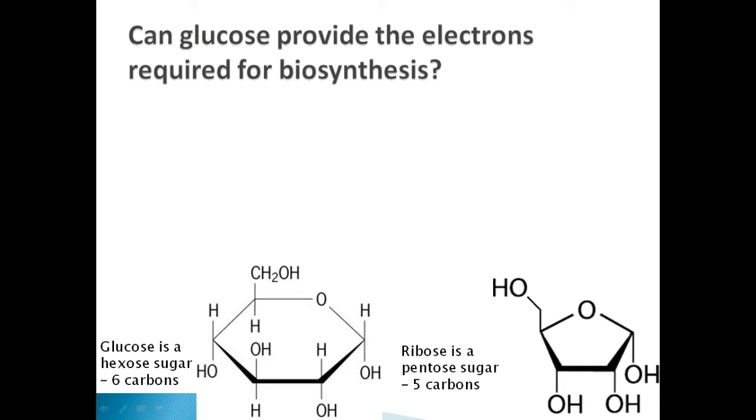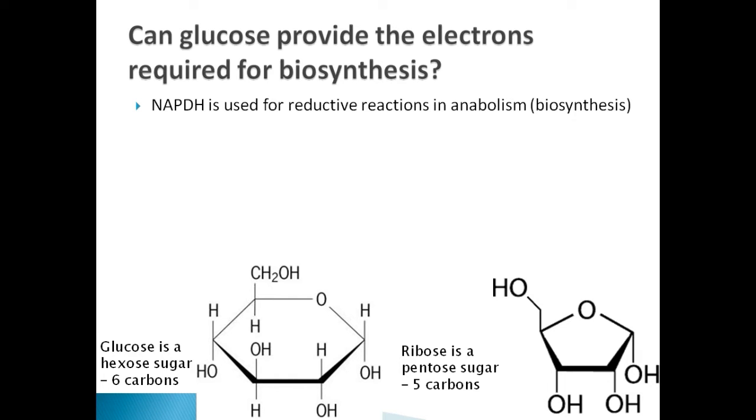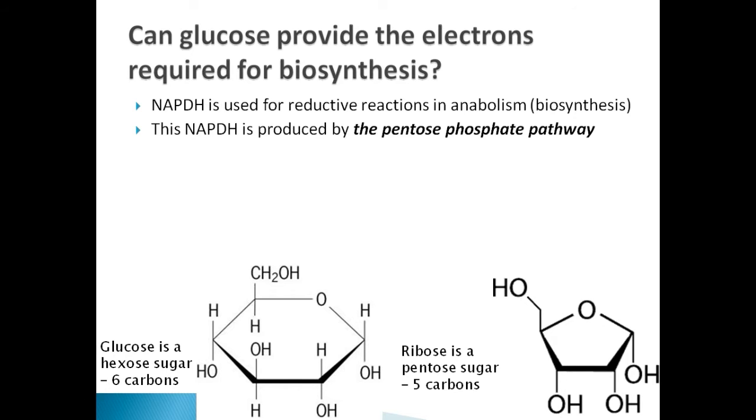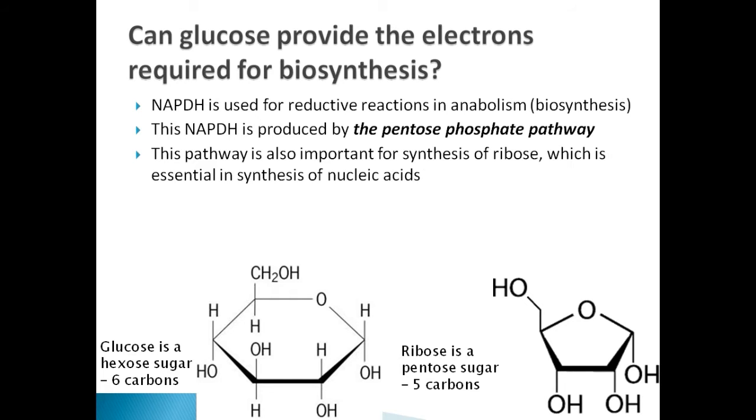So one of the main questions we want to answer in this section is, can glucose also provide the electrons that are required for biosynthesis? So NADPH, we know, is the coenzyme that is used for reductive reactions in anabolism, in other words in biosynthesis, and this NADPH is produced here in the pentose phosphate pathway. There are other pathways as well where it is produced, but one of the reasons we look at the pentose phosphate pathway is that it is an important source of NADPH.